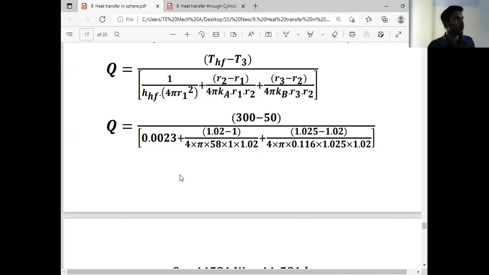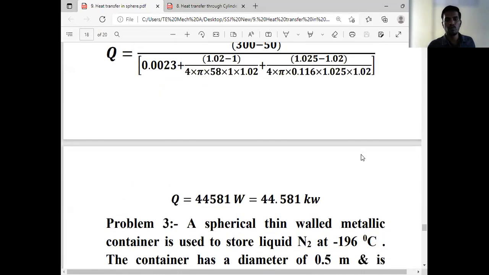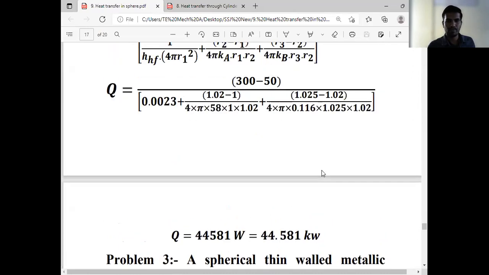Okay, all of you get this point. Inner film resistance means that convection resistance is given to us. So we have to put that value directly and find out the value of Q. So what is the value of Q? 44581 watt or 44.581 kilowatt.